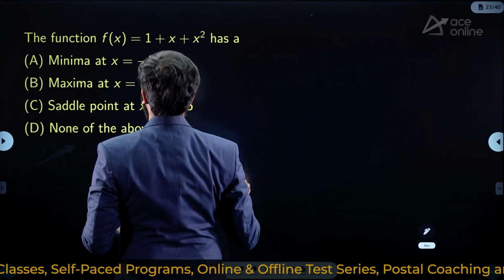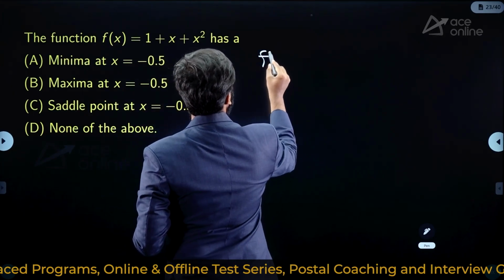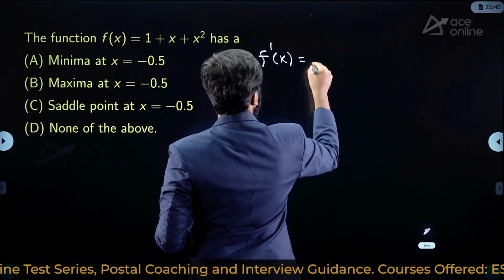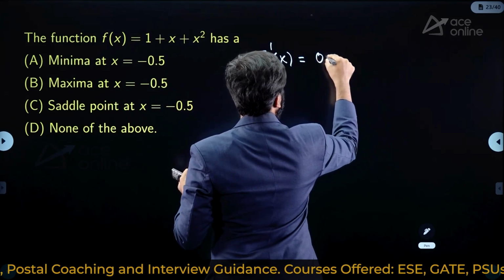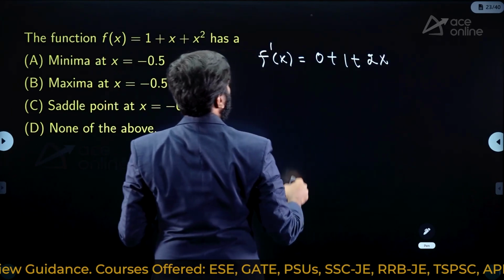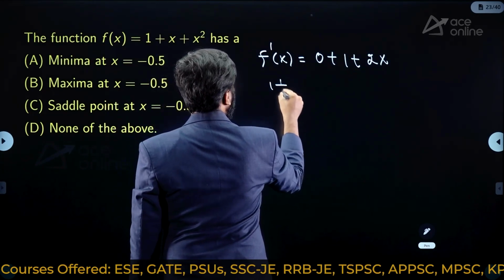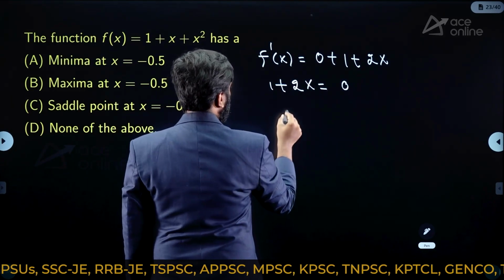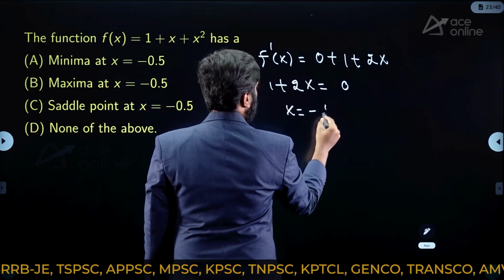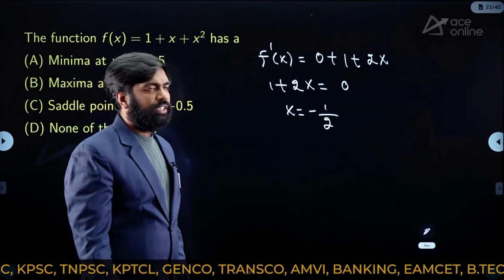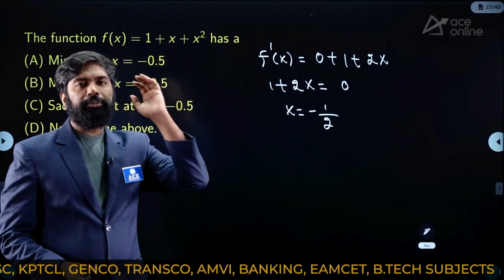Whenever you get a question like this, what we do is, we find the first derivative. What's the first derivative? The derivative of 1 is 0 and then plus 1 plus 2x. Next, equate this first derivative to 0. So 1 plus 2x equal to 0. So what is the value of x? It is minus 1 by 2. x equal to minus 1 by 2 is the stationary point.